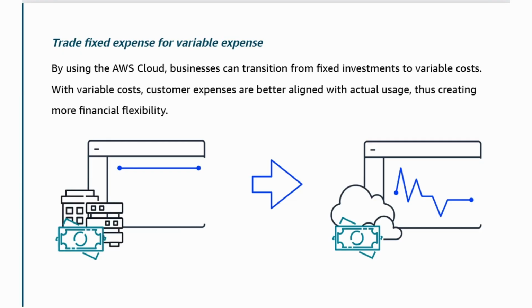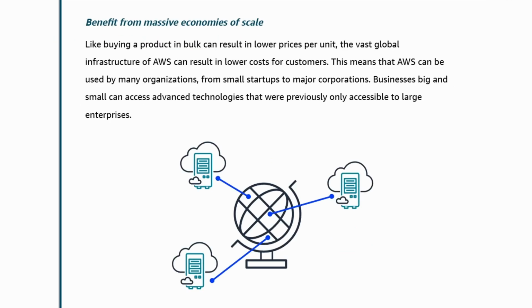Second is benefit from massive economies of scale. This is a simple volume play. Because AWS has millions of customers, they buy hardware, servers, hard drives, cables at a scale no single company could match. This allows them to get massive discounts, which they then pass back to you in the form of lower service cost. You get bulk pricing even if you are a one-person startup.